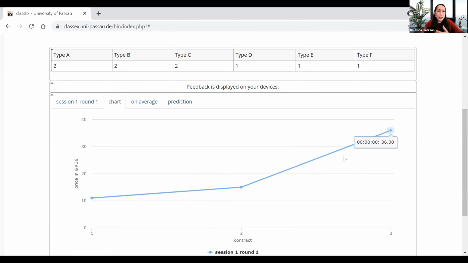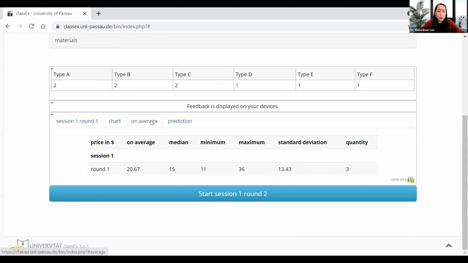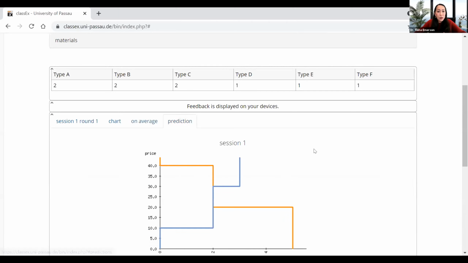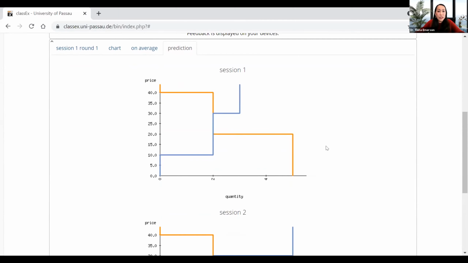There's something similar in the other computerized platforms. Now, if you're doing a hand-run experiment, you would be manually having to create all of this, but often that is how I do it, and it's really not terribly onerous. You can also look at the averages. So we had a median price of $15, a minimum of 11, a maximum of 36, and the average price was $20.67. So we know we had 3 units traded at an average price of just under $21. Then we can look at this screen, which shows us the prediction.